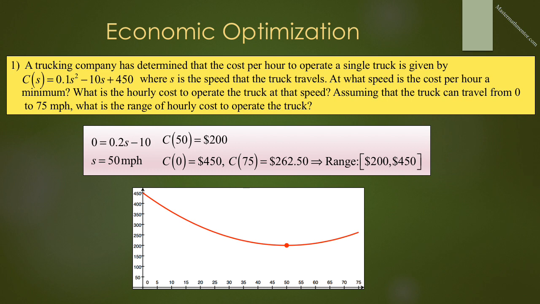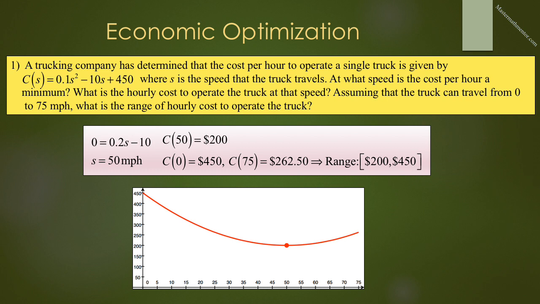The math in this problem is fairly simple. Since we want to minimize the cost per hour, we take that function and take its derivative, and we get 0.2s - 10 and set it equal to 0. So therefore s is equal to 50 miles per hour. Since we're asked the hourly cost, we plug that back into the C function and we get $200.